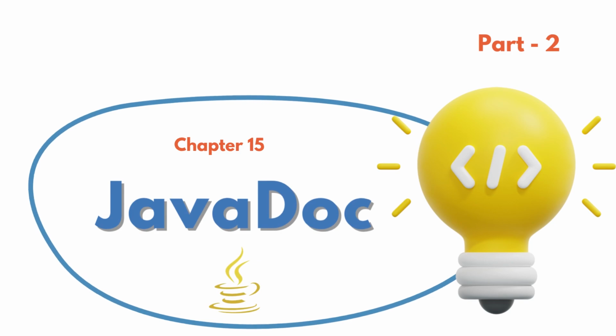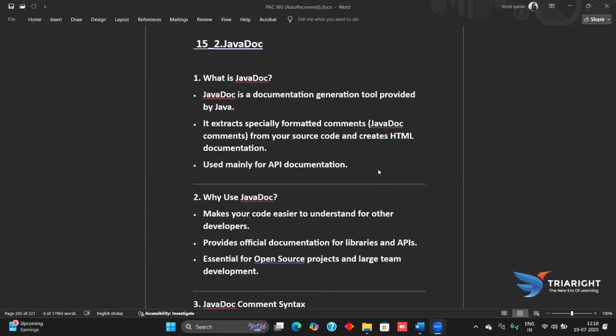Today we'll be looking at JavaDoc. So what is JavaDoc? JavaDoc is a documentation generation tool provided for Java that is mainly used for API documentation. It extracts specially formatted comments from source code and is used for creating HTML documentation.